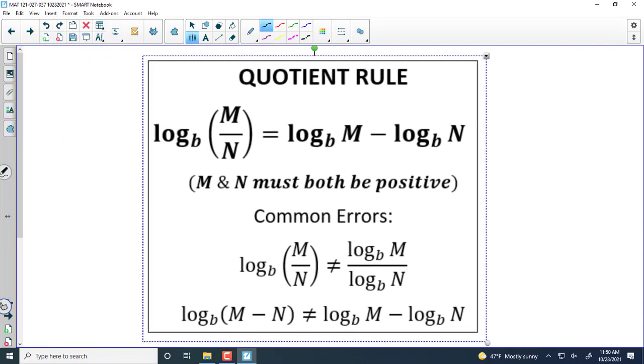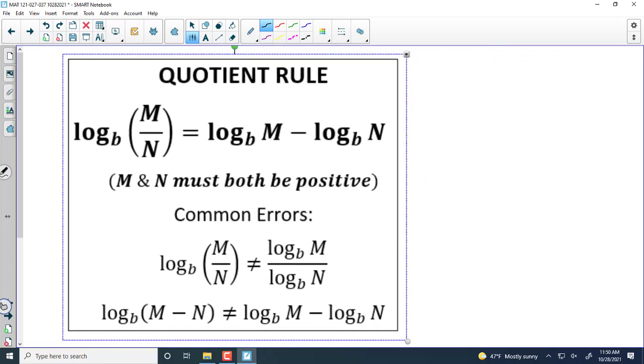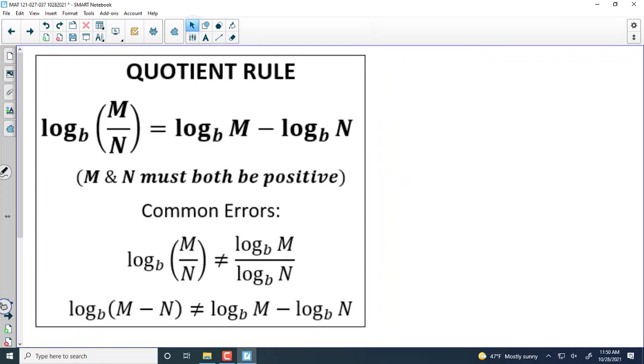This one I'm not going to say is easiest to remember. I will say I don't find people getting confused with this one quite as much as they get confused with the product rule. This one says if you are dividing whatever you're taking the logarithm of, so if you're doing the log base b of m divided by n, then you can break it up into two logarithms with a subtraction in the middle.